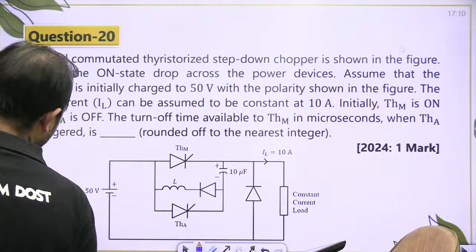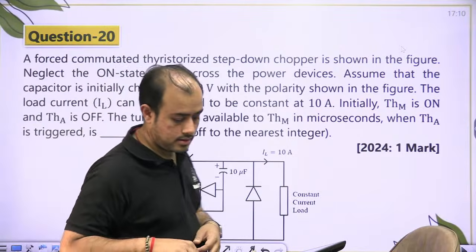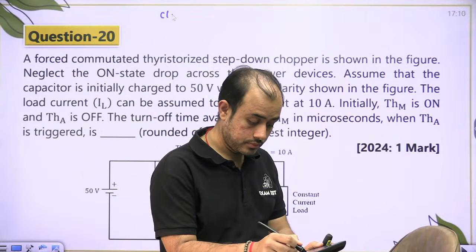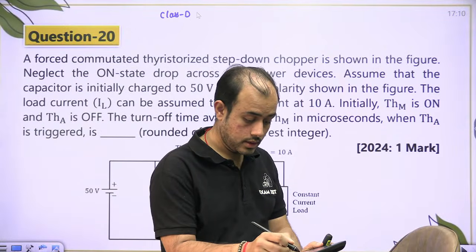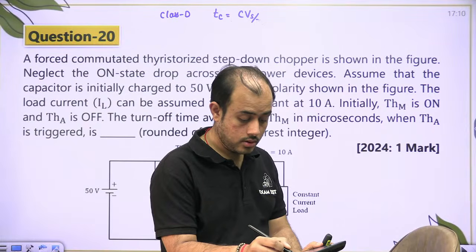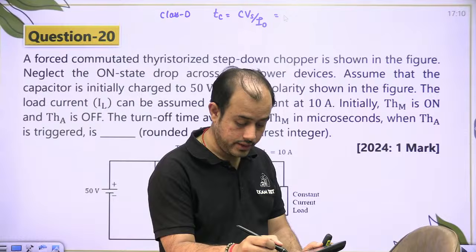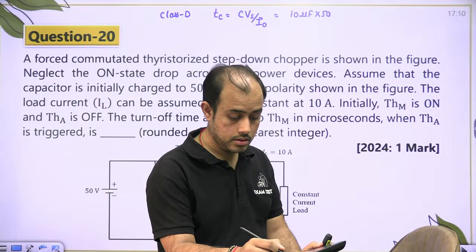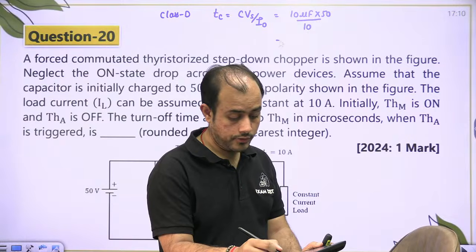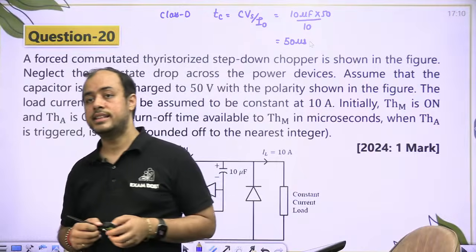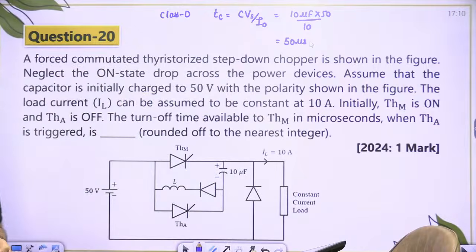What is coming? 50 microsecond. So beta, this is class D. So circuit turn off time is CVS by I0. So 50 microsecond. Okay, whenever L and C are separate, it is class D.